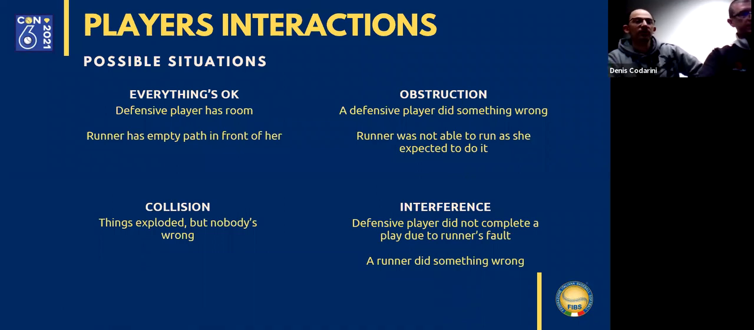Let us review all of the possibilities that may arise on the ball diamond when base runners and defensive players come into contact with one another. There are 4 principal situations. If everything is okay, then the defensive player has all the room necessary to make their play and the runner has enough clear space in front of them.